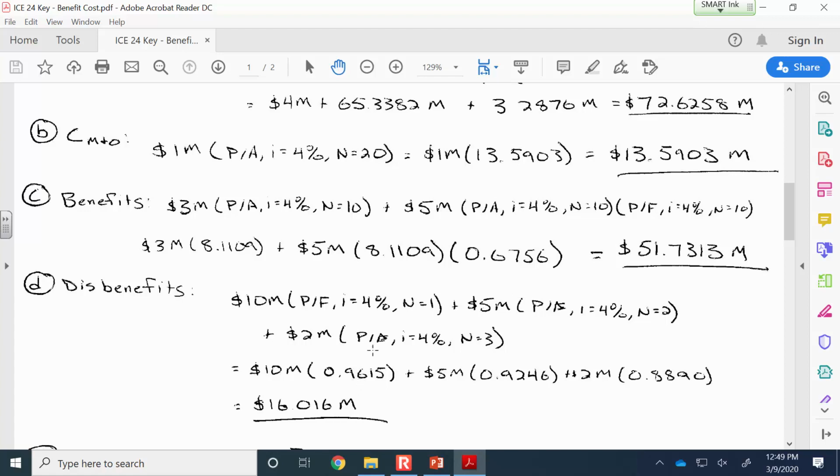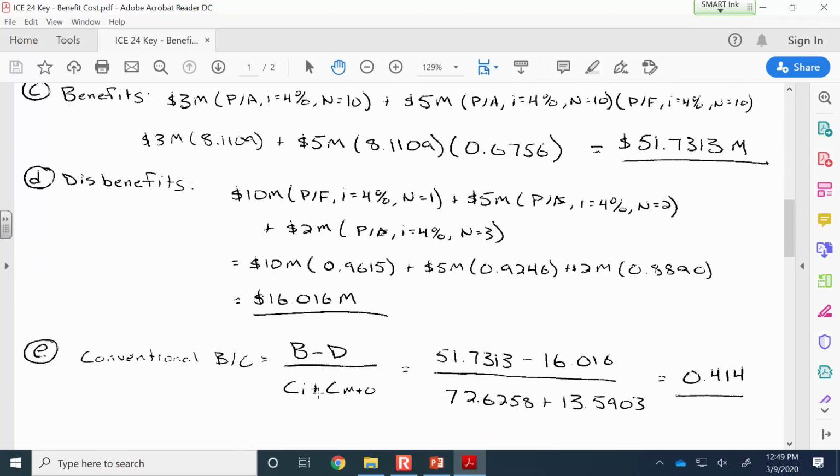Similar thing with the disbenefits. We've got a lump sum of 10 million and then disbenefits, 2 years at 5 million and then 3 years at 2 million. And so taking all of those disbenefits to the present, we can now put it into the conventional B to C ratio. And what we see is that since the ratio is less than 1, that means if you spend $1, you're only getting 41.4 cents of benefits. So this project is not justified according to the conventional B to C ratio.